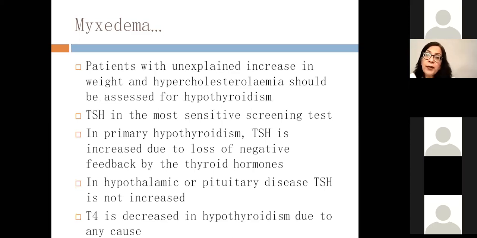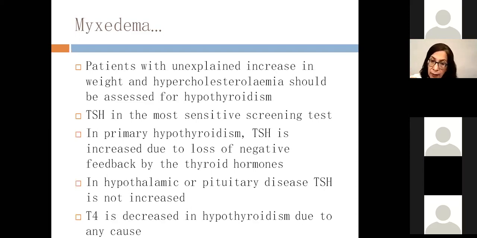Patients with unexplained increase in weight and hypercholesterolemia should be assessed for hypothyroidism. So if there is increase in weight and the patient is showing hypercholesterolemia, you should assess for hypothyroidism. And again, TSH is the most sensitive screening test. In primary hypothyroidism, TSH is increased due to loss of negative feedback by the thyroid hormones. The thyroid hormones are low, so the TSH will keep on stimulating. So TSH will be increased.